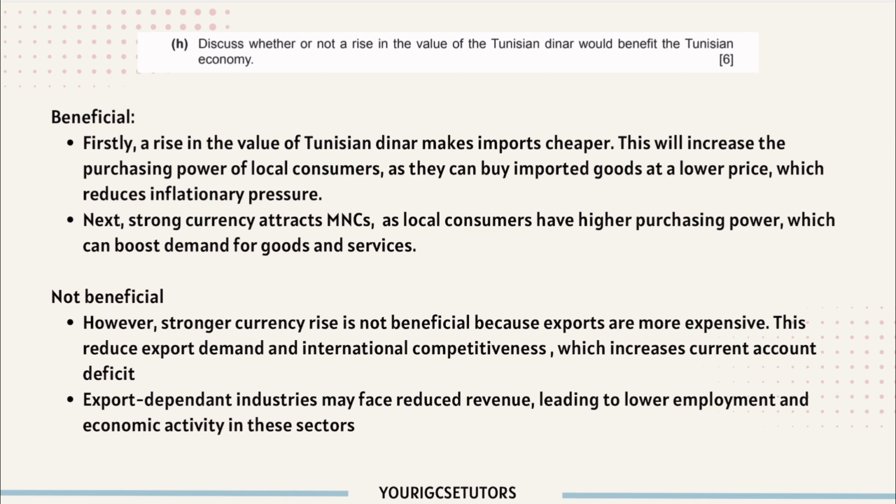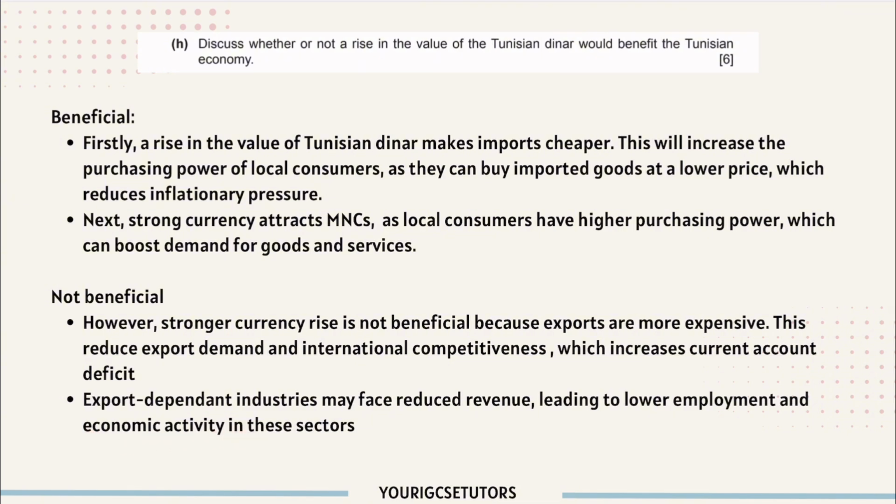Okay, and not beneficial is that a stronger currency is not beneficial, as exports are more expensive. This reduces export demand and international competitiveness, which increases the current account deficit. So an export-dependent industry may face reduced revenue, leading to lower employment and economic activity in these sectors.